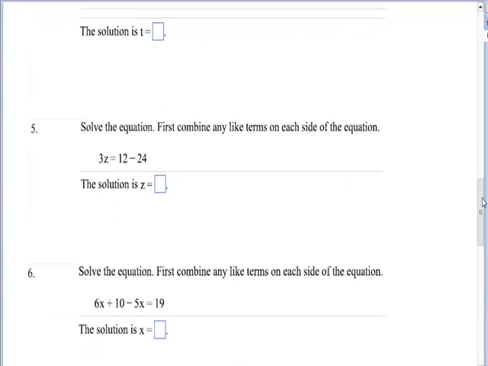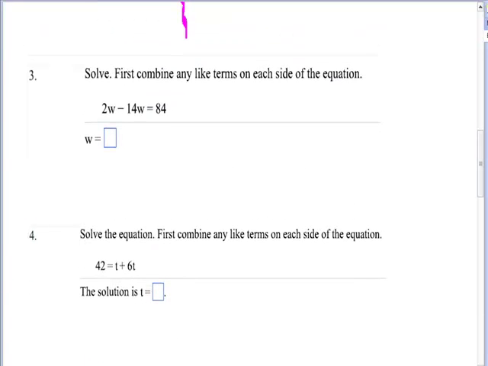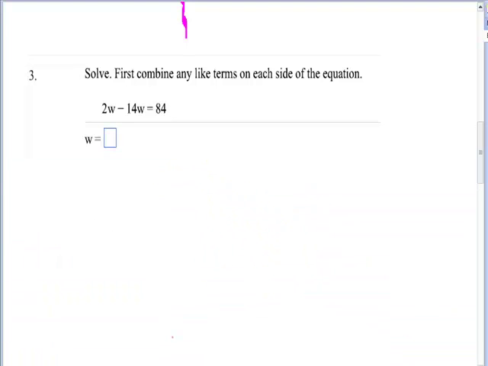Whoops, went too far. Number 3. All right, I have 2w minus 14w equals 84. Step number 1. There's an expression on the left, there's an expression on the right. Can I simplify either one of them?